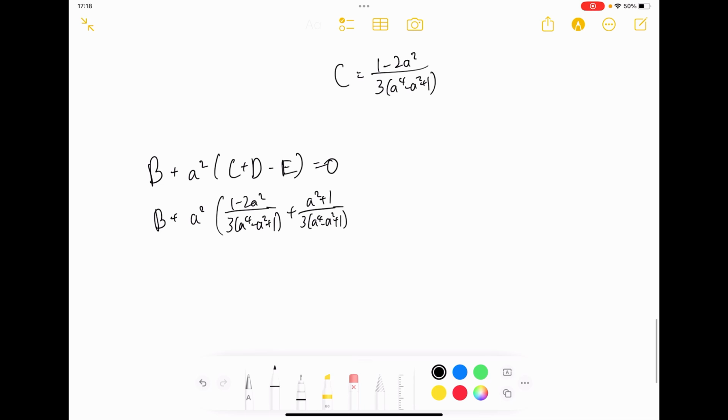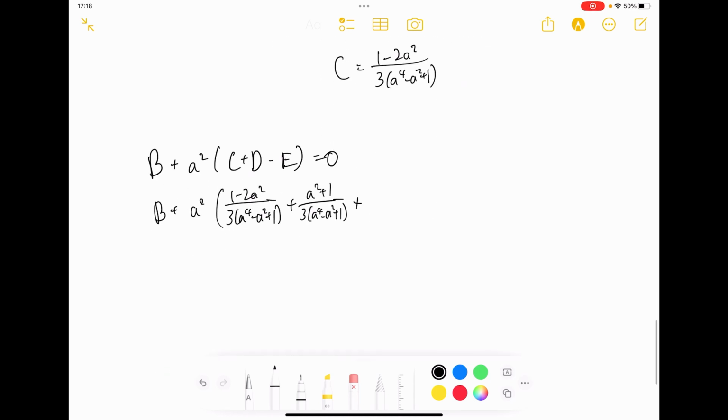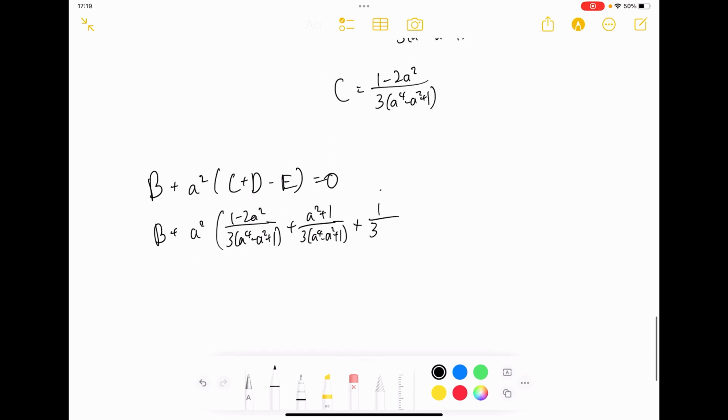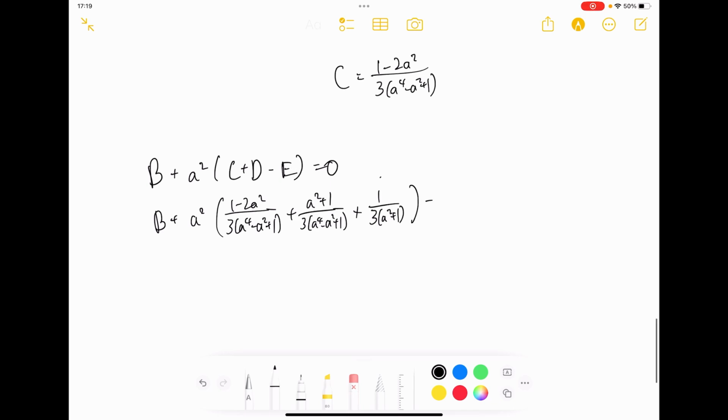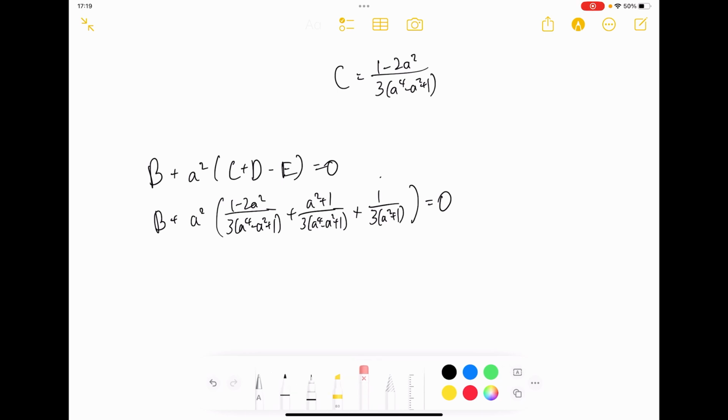And e is negative. So e is negative, but that's going to become positive because it's minus e, plus 1 over 3 times a squared plus 1, I believe. Yeah. Okay, so that equals 0. And what we're going to do, we're going to factor out a third, because that makes sense to do.